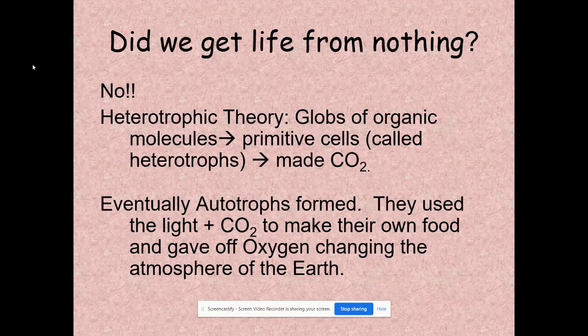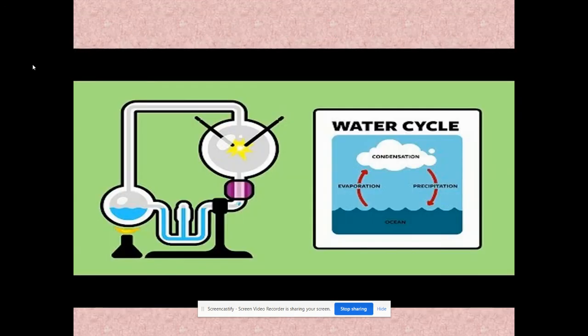You're going to watch a movie next. It's called Clearly Stated, which is about the Urey-Miller experiment. It looks like that. I hope all this was helpful.